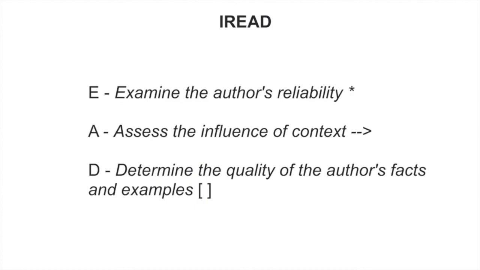The A asks students to assess the influence of context. Students do this by drawing an arrow by the date and any references in the text to past events. Students are to see this information as a set of clues that can help them better understand the claims being made. Finally, D asks students to determine the quality of the author's facts and examples. Students will do this by drawing boxes around the facts and examples used by the author throughout the text.